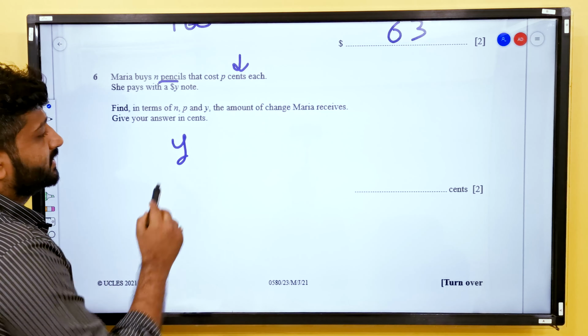But as we are supposed to round off to 2 decimal places, my answer is going to be 162.07. Next question. Without using a calculator, work out.